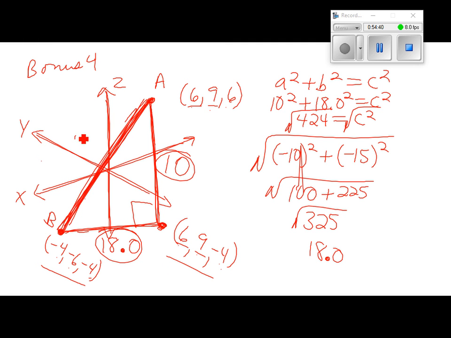So the distance of this right here is about 20.6, and did they give us any units? They didn't really give us any units, so the distance between those 2 points in space is about 20.6 units.